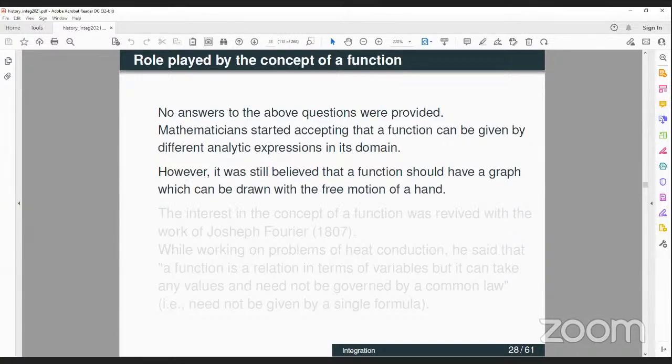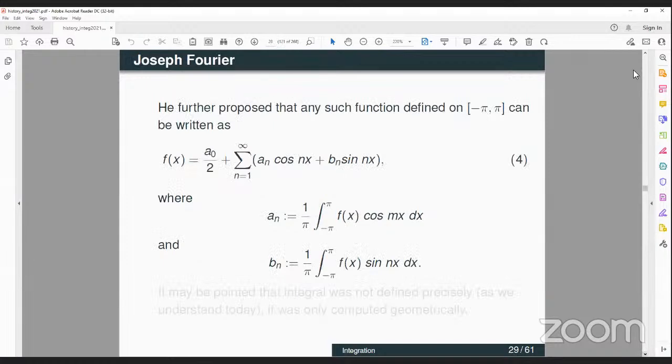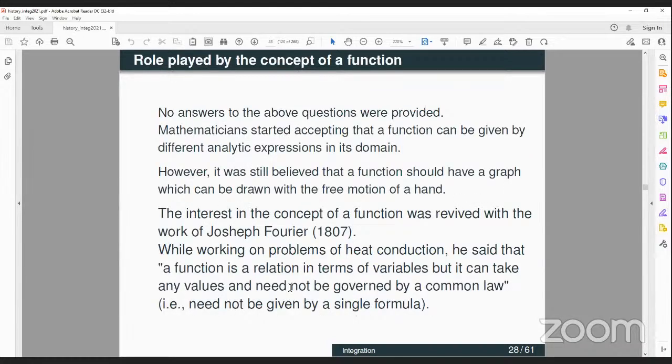That was until Joseph Fourier came onto the scene, with his interest in the concept of function. So there was a period when nothing was happening, around the 1500s. For about 300 years, nothing happened except when Joseph Fourier came on the scene. He was working on a similar problem, namely the heat conduction problem. I will not go into that, but he said a function is a relation in terms of a variable, but it can take any values and need not be governed by a common law. That is the interpretation Fourier gave.